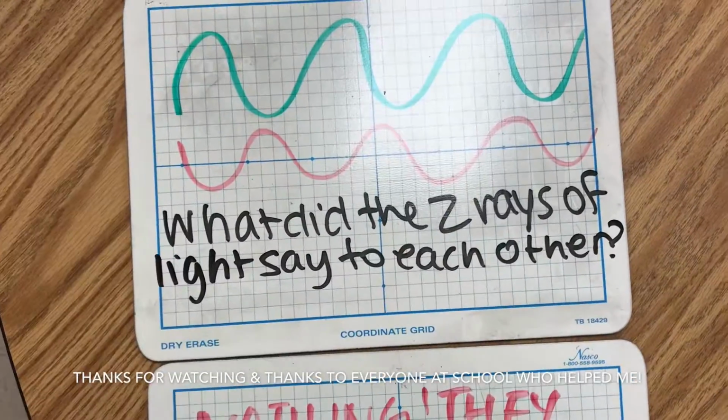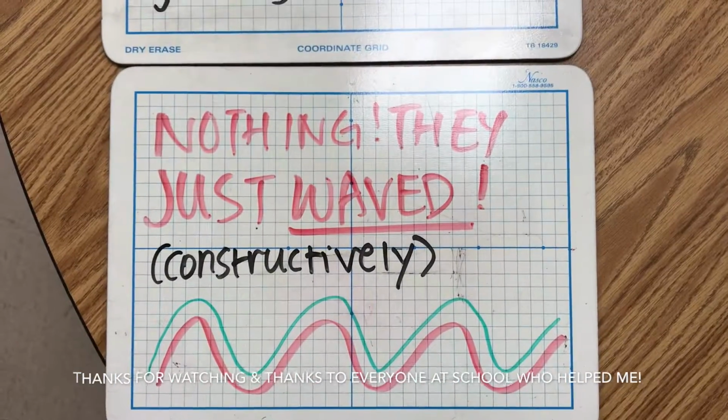Time for a science joke. What did the 2 rays of light say to each other? Nothing, they just waved.